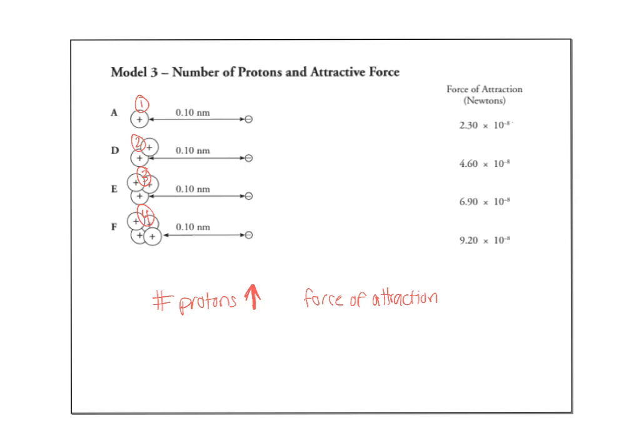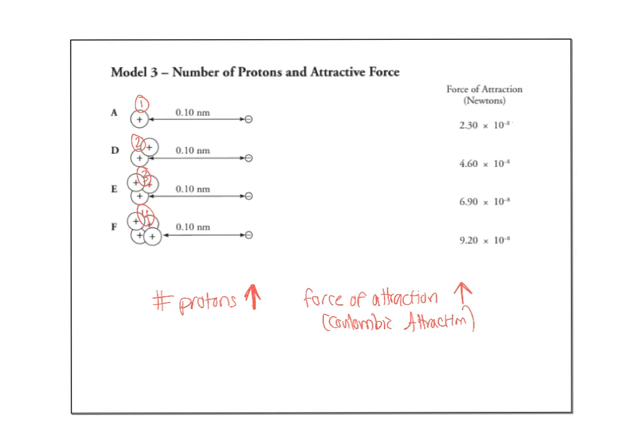2.3 times 10 to the negative 8, 4.6, 6.9 times 10 to the negative 8, 9.2. So those numbers are all getting bigger. So the force of attraction, the Coulombic attraction, is going up. More protons in the nucleus means stronger force of attraction.